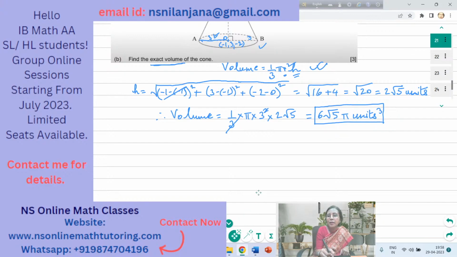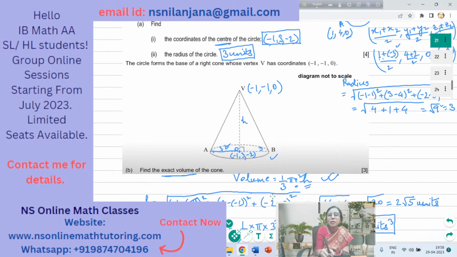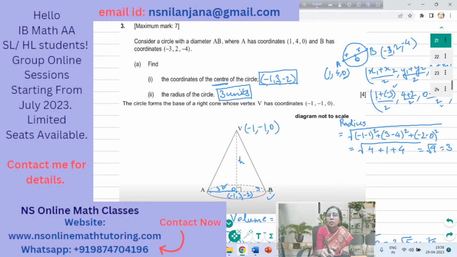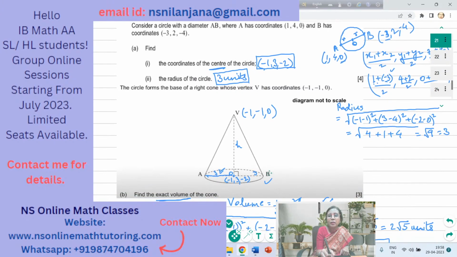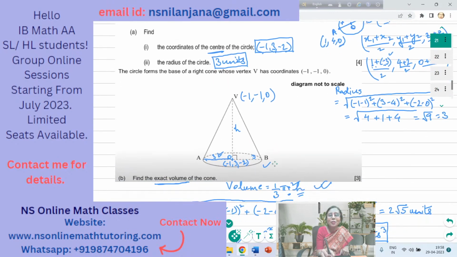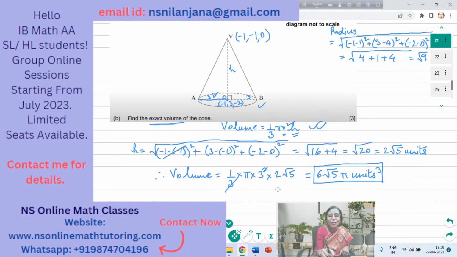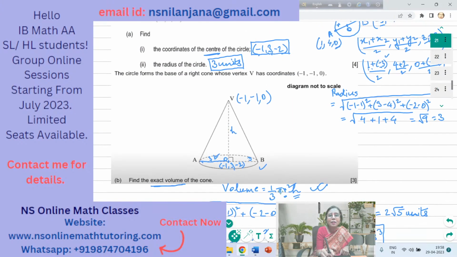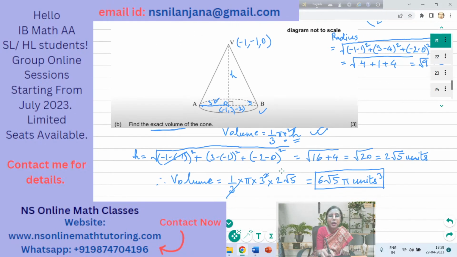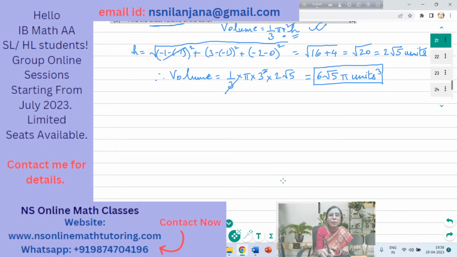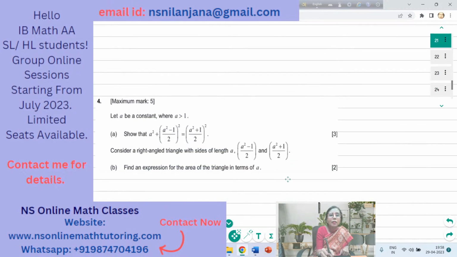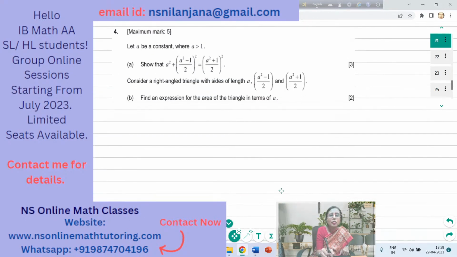This is the answer. Hope they have not mentioned... they have not. So we have answered. This is question number 3. Okay. So we have answered part A, the radius, and part B, the exact value they have given. Exact volume in units.